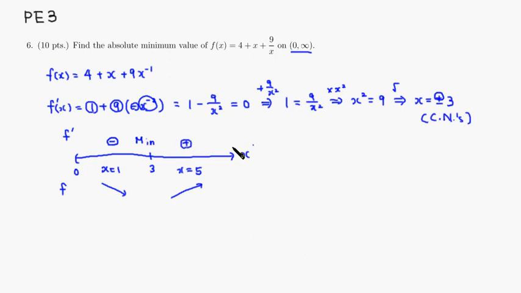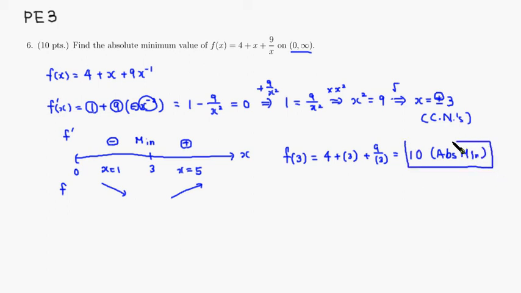So we can find the minimum value by plugging 3 into the original function. So f of 3 would be 4 plus 3 plus 9 over 3, which is 4 plus 3, so that's 7, plus another 3, which is 10. So this is the absolute minimum value. That's it. I hope that this was clear.